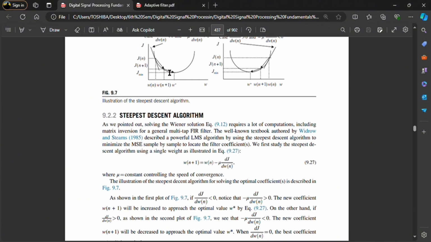Now steepest descent algorithms. As we pointed out, solving the Wiener solution requires a lot of computation, including matrix inversion for a general multiple-tap FIR filter. The well-known textbook authors Widrow and Stearns describe the power of LMS algorithms by using the steepest descent algorithm to minimize the MSE sample by sample to locate the filter weights. We first discussed the steepest descent algorithm using a single weight as illustrated by equation 2.9.27.